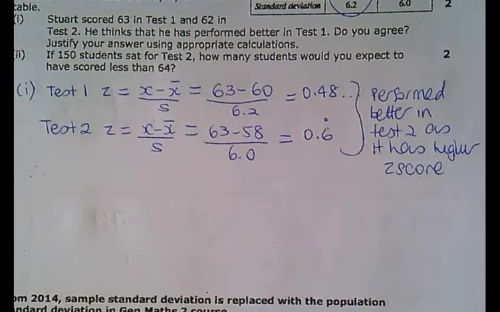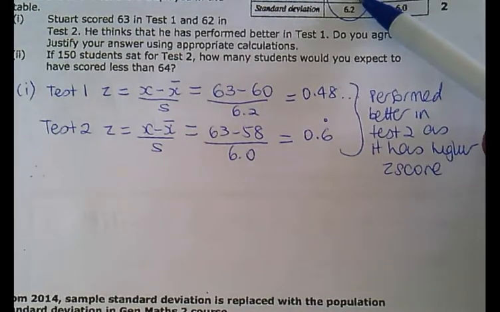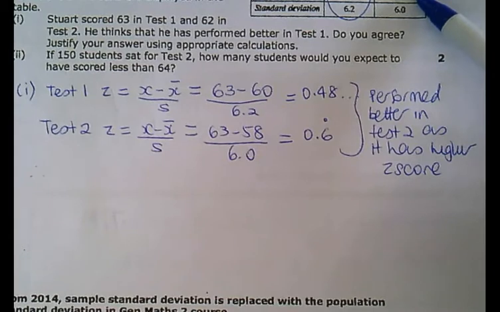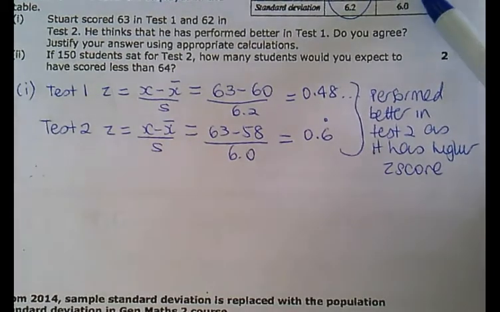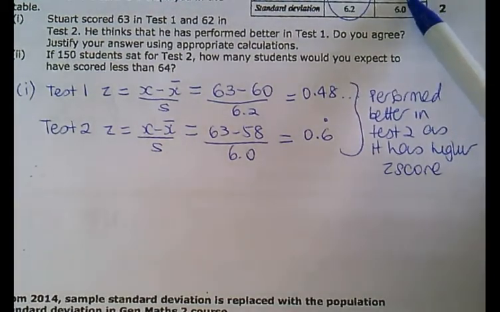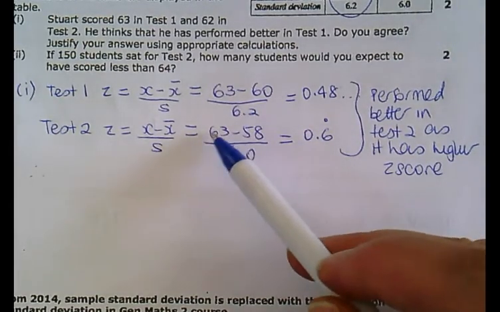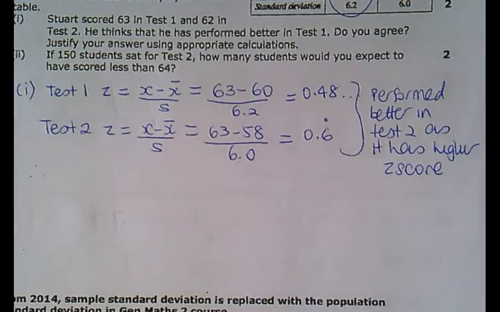Better performance. Look, the average for test 1 was higher, and the average for test 2 was lower. So he's done a lot better than the average. He's 5 marks above the average in test 2, only 3 marks above the average in test 1. But you also have to look at the standard deviation as well. You can't just look at how high above the average. We need to know what the standard deviation is as well, but the standard deviations are very close.